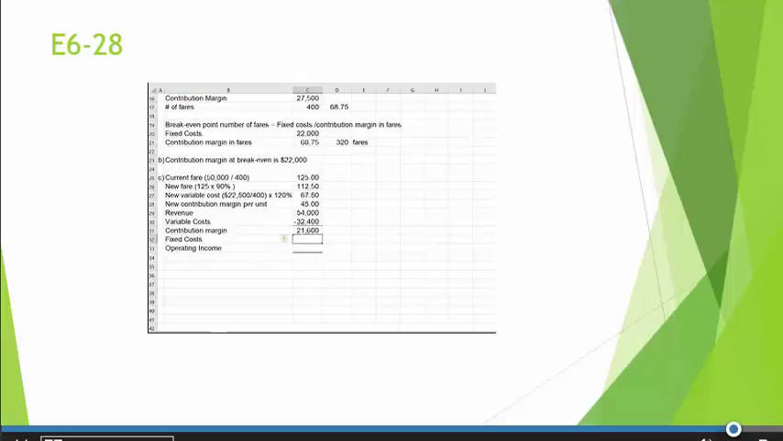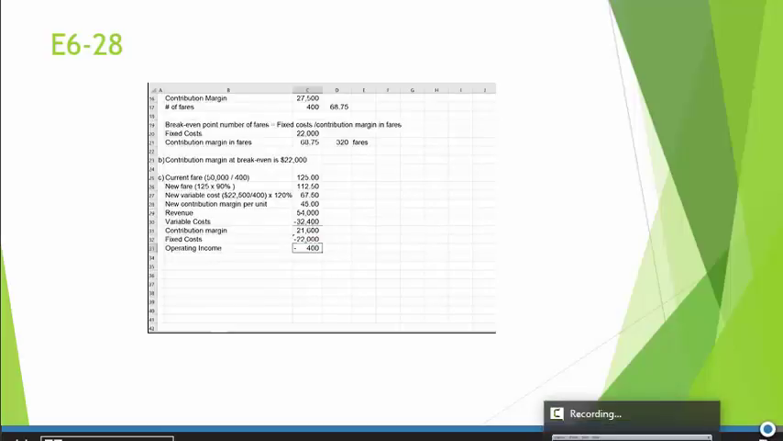Our fixed costs are $22,000, which puts us at an operating loss of $400. So in this scenario, decreasing the price to get those 80 fares is not a good option because it actually puts us in a loss. We are not even breaking even on this new model. So we would recommend that they do not adopt this fare decrease.